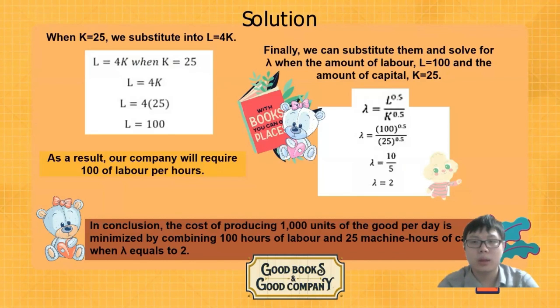Finally, we can substitute terms and solve for lambda when the amount of labor L is equal to 100 and the amount of capital K is equal to 25. From the equation, lambda is equal to L to the power of 0.5 over K to the power of 0.5. So with L equal to 100 and K equal to 25, we have lambda is equal to 100 to the power of 0.5 over 25 to the power of 0.5. So we get lambda is equal to 2. In conclusion, the cost of producing 100 units of the goods per day is minimized by combining 100 hours of labor and 25 machine hours of capital when lambda is equal to 2.